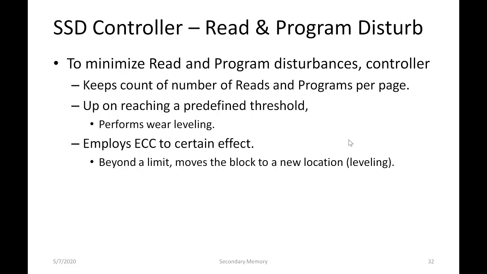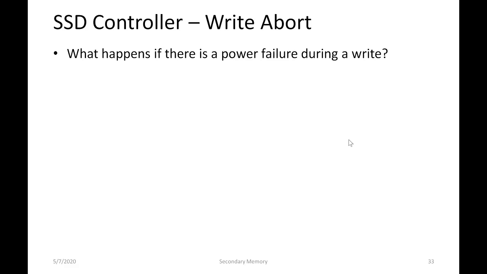So these are the two precautions that the controller needs to take to reduce the overall read and program disturbances in the adjacent or neighboring cells. Another reliability aspect with the flash memory cells is upon a power failure, if we are performing a write to the NAND cells, what will happen to the data?